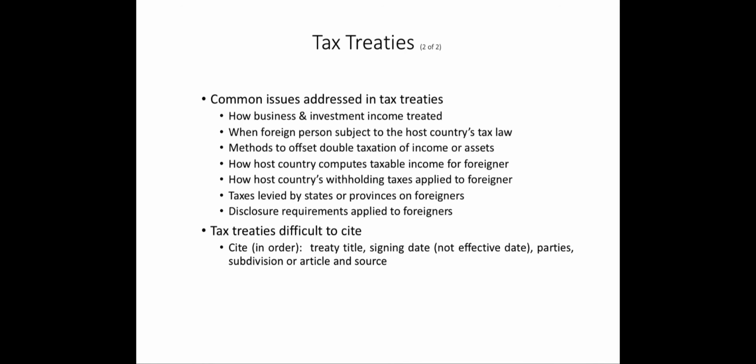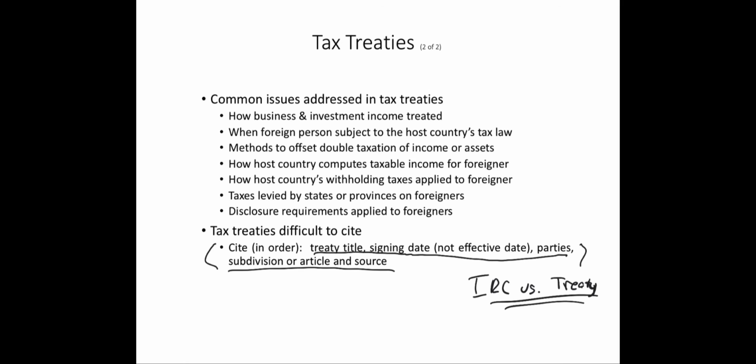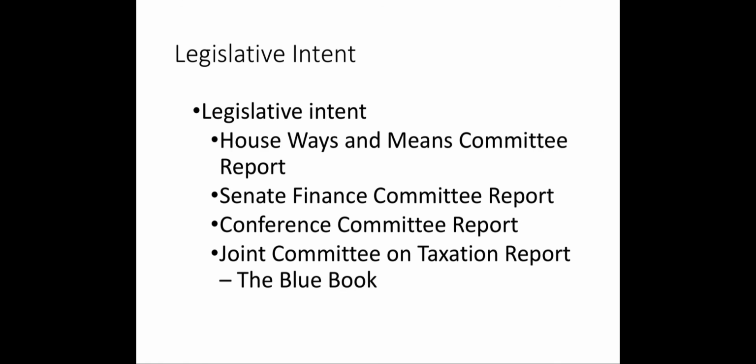So tax treaties can be difficult to cite. The way we cite them, and I don't really do much with tax treaties in my tax research class, but you might have a teacher that does, is the treaty title, the signing date, not the effective date, the parties, subdivision or article, and the source. Now in a later video, we're going to talk about what happens when you have the Internal Revenue Code versus a treaty, which takes precedence. As many of you noticed in my previous introduction to tax research, they're both a 2 on the list of 1 to 10 for how authoritative they are. That will be addressed in a later video, so make sure you watch that video.